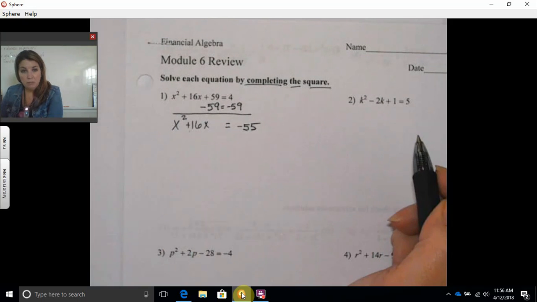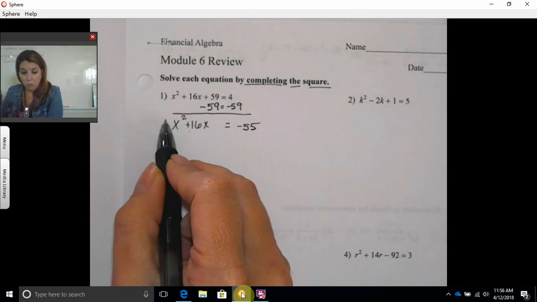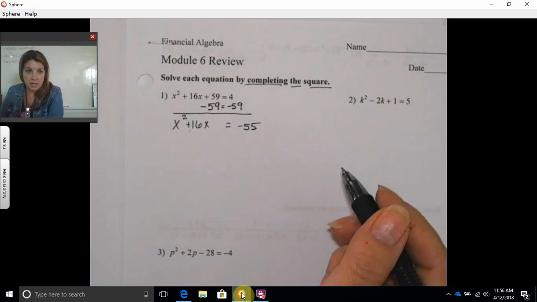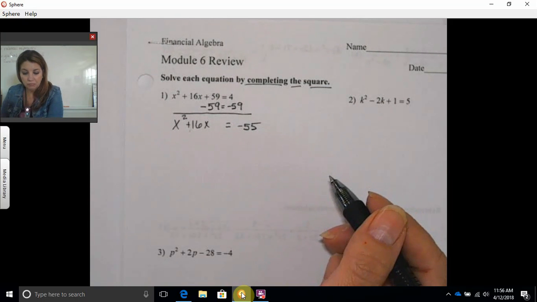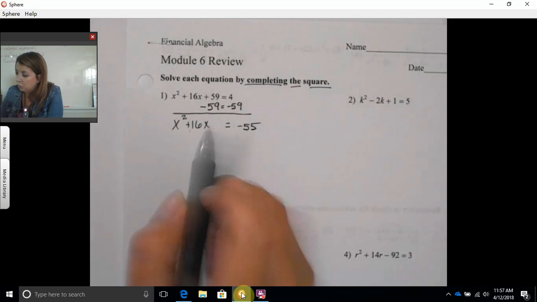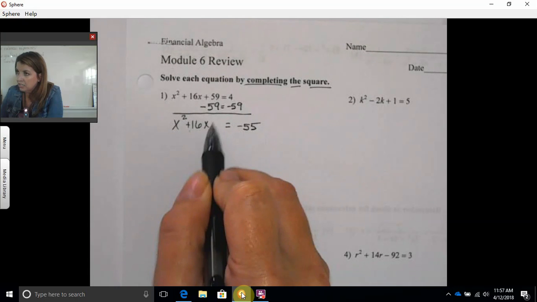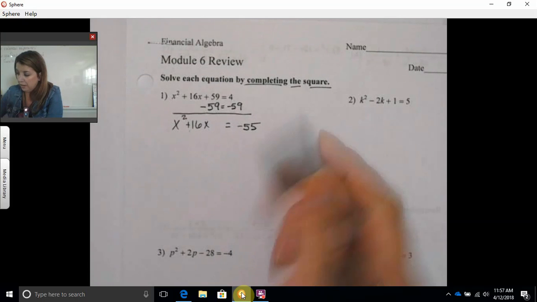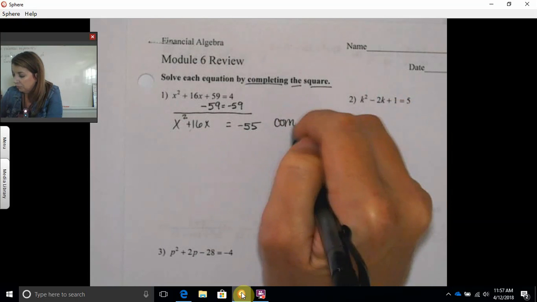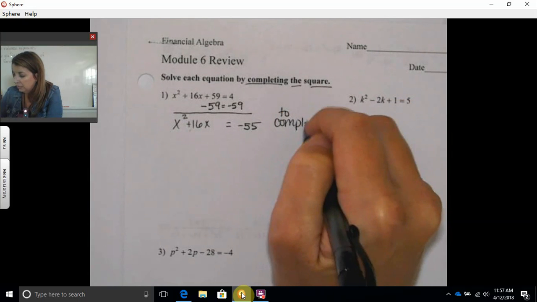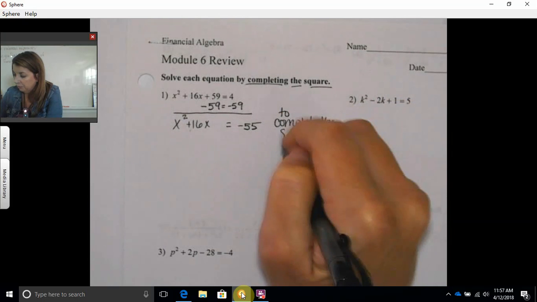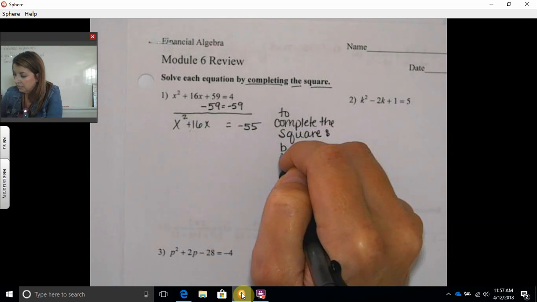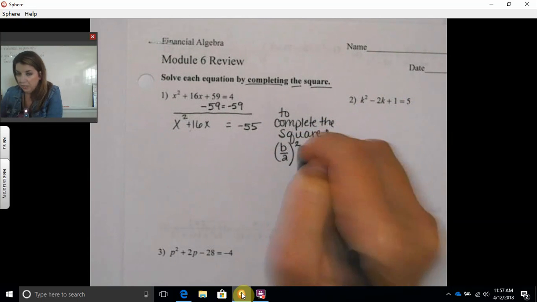And remember, if a is any number other than 1, at this point you would want to divide every term by a. But since a is 1, dividing by a doesn't make a difference. Next, we need to find something to put in the c spot to make this a perfect square trinomial. That's called completing the square. To complete the square, take whatever your value for b is, divide it by 2, and square it.